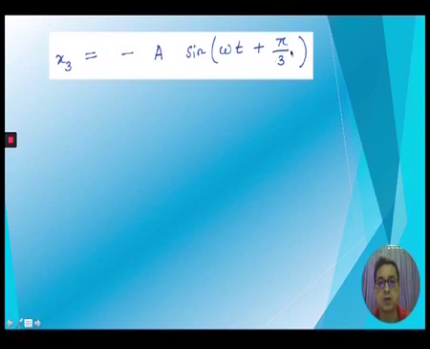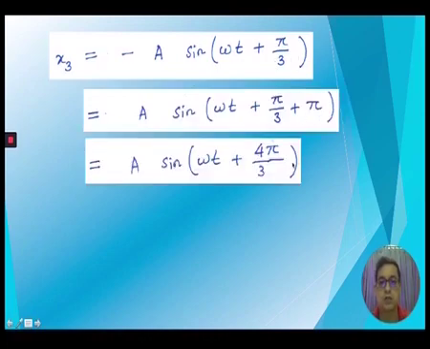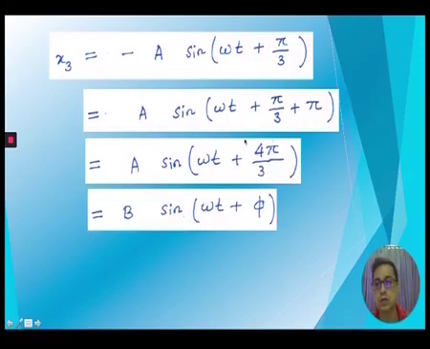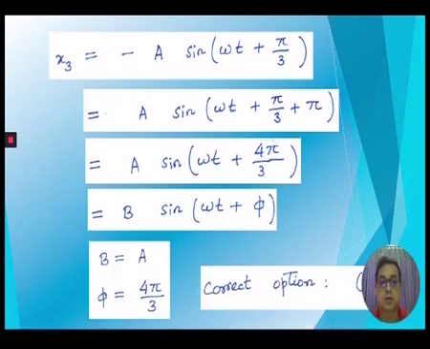If you just add a pi there, plus pi there, this is what you are going to have. So the final expression would turn out to be like this. Now x3, in the original question, turned out to be b sine omega t. Now if you compare these two expressions, immediately you can see that a is equal to b, and phi is equal to 4 pi by 3. So the correct option is once again B.